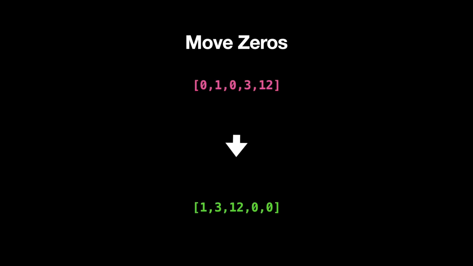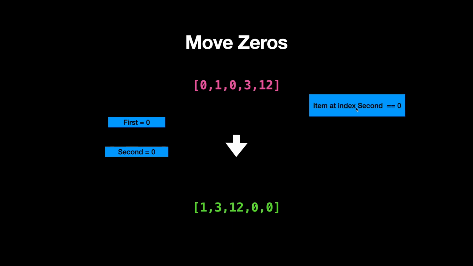We'll be given an array with zeros and we just have to move the zeros to the end of the array. How do we do it? We will have two pointers, first and second. First would be at index 0 and second would also be at index 0. So how do we do it? In each loop we'll be moving the second pointer.